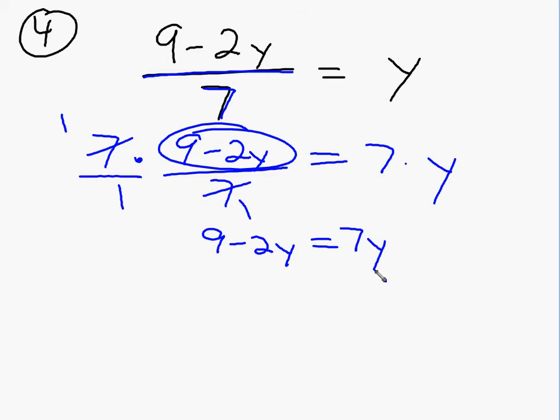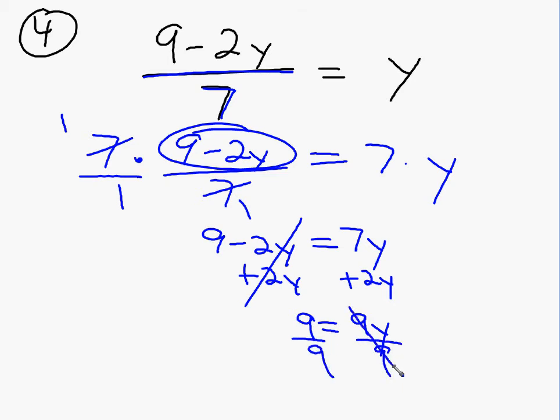Don't I need to get all the y terms together? What should I do next? Add the 2y. We have to get all of our y terms on the same side. So those go away. 9 equals 9y. And how do I finish? Divide both sides by 9. So the answer is 1. 9 divided by 9 is 1. Okay, we're actually getting close to being done here.